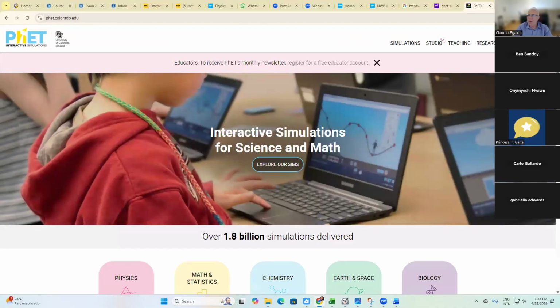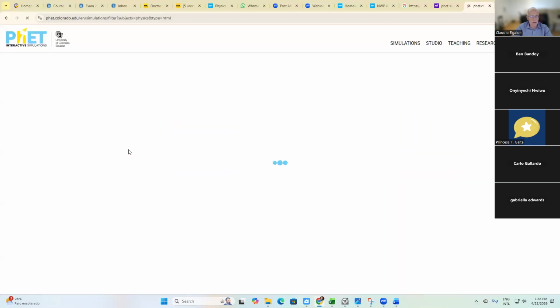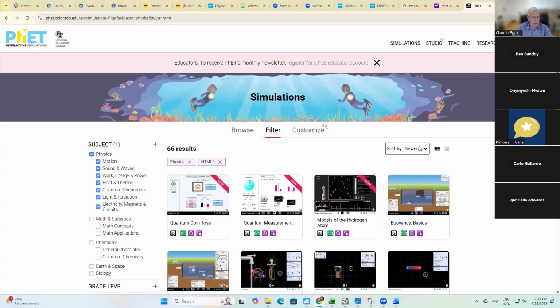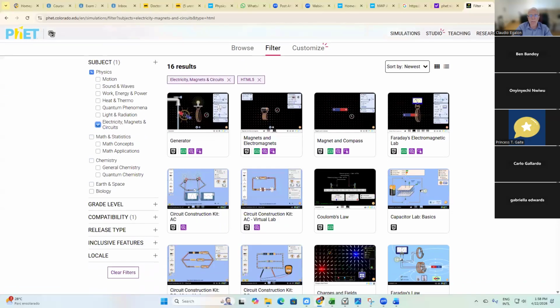Okay, good. Physics. It has some simulations that allow you to visualize how current flows in a circuit. Physics, motion, sound, electricity. That's what we want here. Electricity, magnets, and we can even put together some virtual circuits. And let's see, construction kit. Yeah, this one.